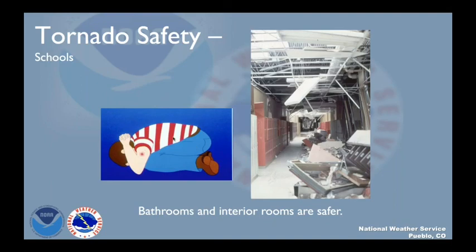And that is exactly the position you want to assume. Protect your head and essentially go into the fetal position. These bathrooms and interior rooms are safer. As you can see, much of it was protected. You want to obviously be on this side, but it's a safer area in there instead of the cafeterias or larger places.